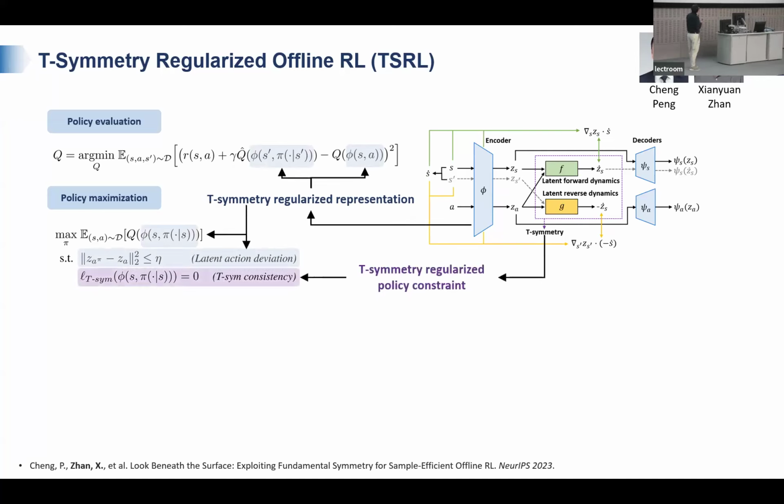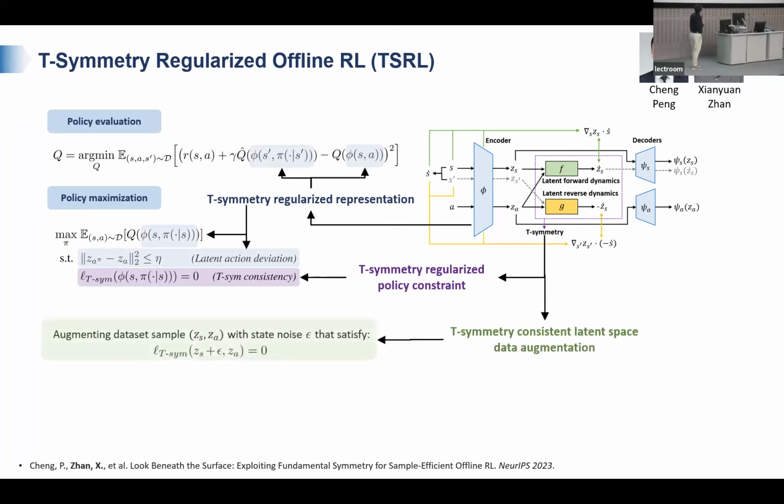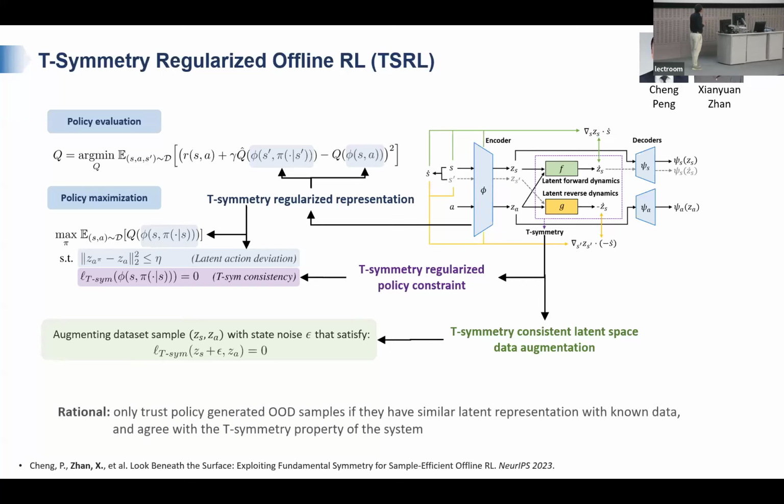Also, we further enforce the policy-learned actions to also satisfy the T-symmetry constraints. We can even do data augmentation by adding some T-symmetry consistent noise on the original data. All these actually help to promote more generalization, even on small samples.